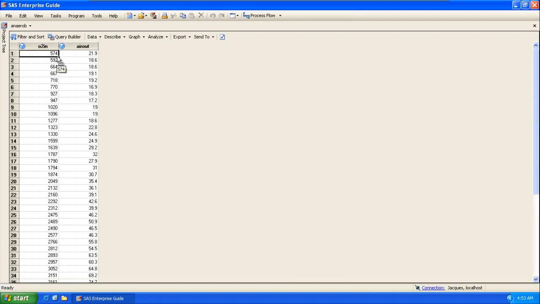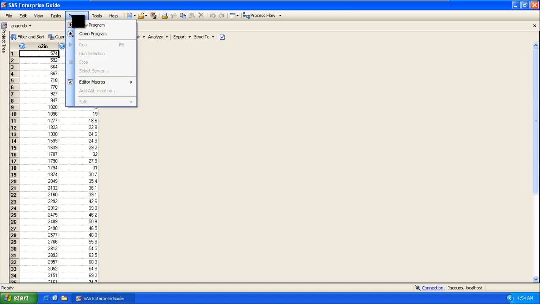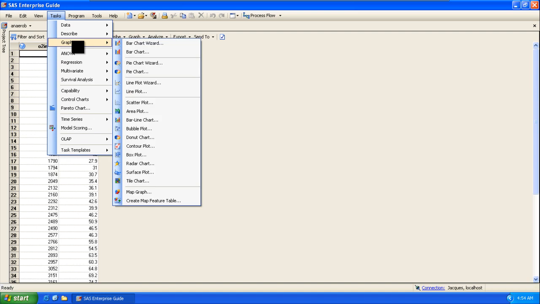Here are the two columns. First is oxygen in and air out. That's the expired ventilation. So oxygen uptake and air out. We can draw the plot, scattered plot, to see the result.